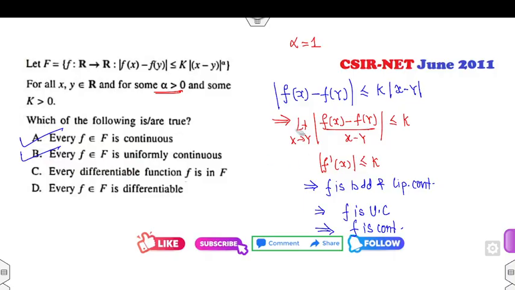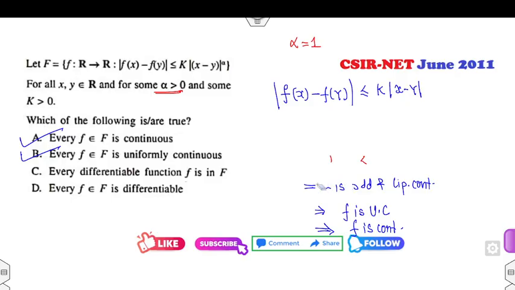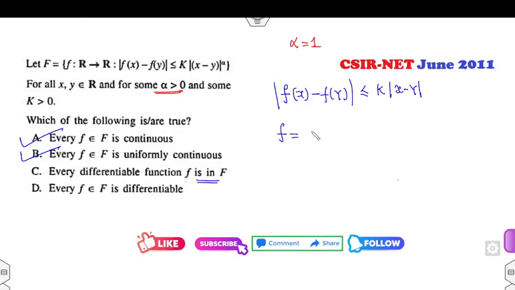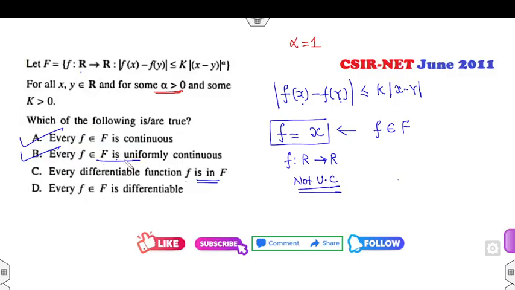Fine. Now look at the third option. Every differentiable function is in the set. That means if I choose, say, x, which is a differentiable function, then according to the statement this f belongs to the set. Clearly this is satisfied. But you can see f is from R to R. Can you provide me one example which is not uniformly continuous? Because the second option suggests every f is uniformly continuous.